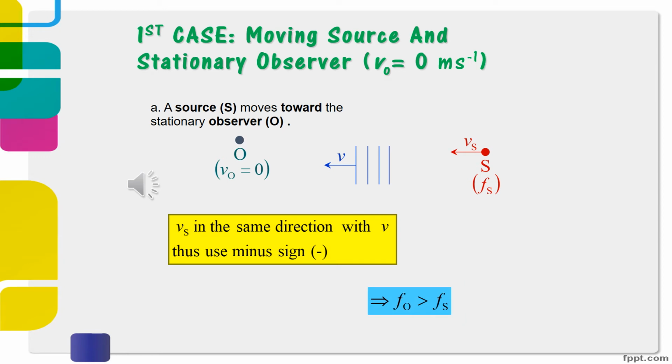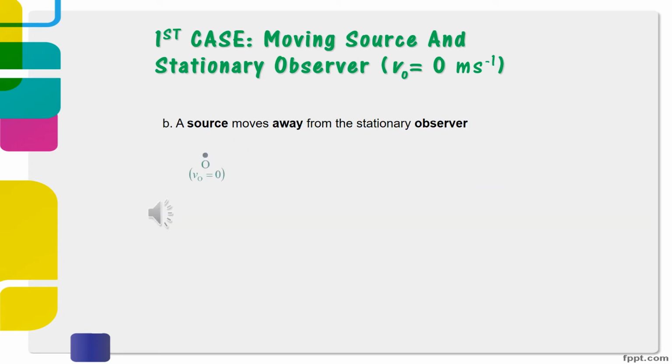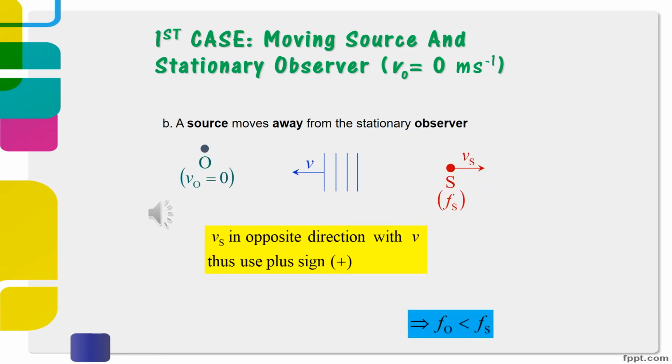The first case is a moving source and stationary observer, which means Vo is equal to 0 meters per second. For A, a source moves towards the stationary observer. As we can see in the diagram, Vs is in the same direction as V, thus we must use the minus sign. For B, a source moves away from the stationary observer. As we can see in the diagram, Vs is in the opposite direction to V, thus we must use the plus sign.